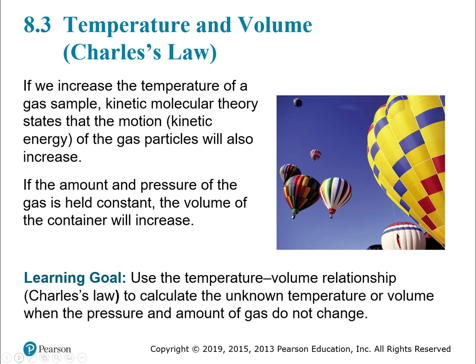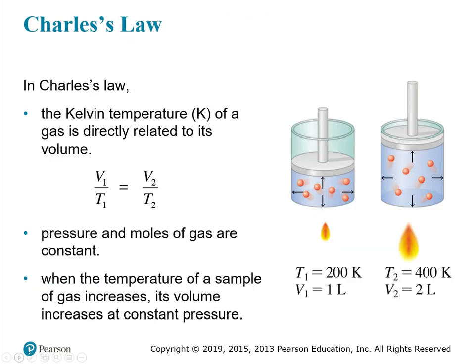Next, we're finally moving on to something with temperature. Charles's law. It's temperature and volume. Remember that for gases, we're using Kelvin temperature. You take the degree Celsius and add 273, and that gives you Kelvin. There's no degree sign because Kelvin is an absolute temperature scale. The Kelvin temperature of a gas is directly related to its volume. And we can write that as a proportion.